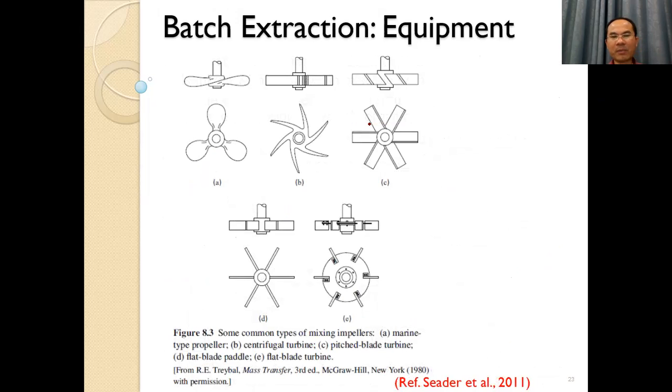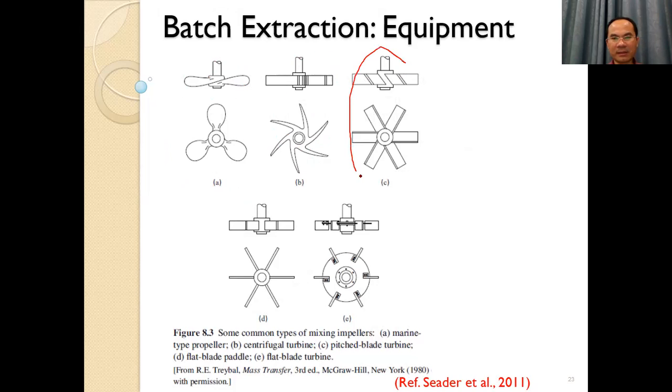The most important equipment that helps improve the contact between the two solvent systems is the impeller. The first one we call the marine propeller impeller. The second one is the centrifugal turbine, and the twisted blade turbine. This is the propeller impeller. This is the centrifugal turbine.